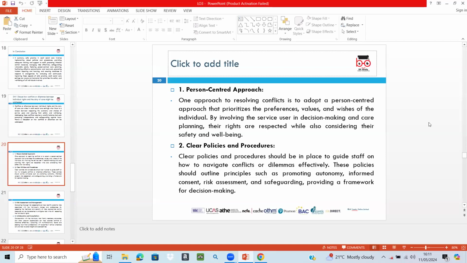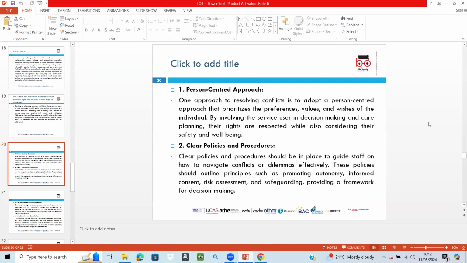This is the important person-centered approach. We always discuss the approach where we prioritize the preferences, values, and wishes of the individual. Then we have clear policies and procedures. Clear policies and procedures should be in place to guide the staff on how to navigate conflicts and dilemmas effectively.